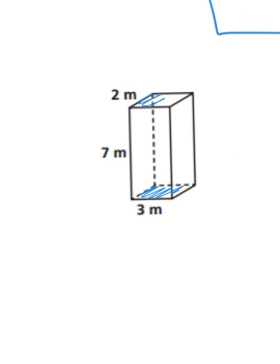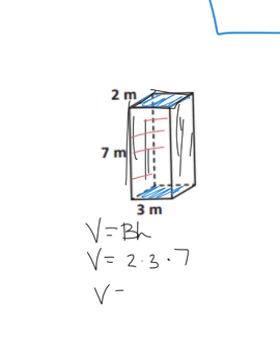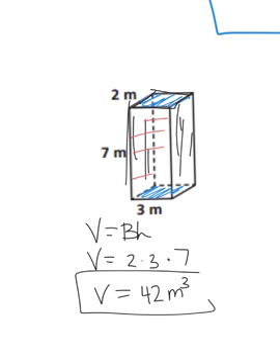a prism. I'm going to use this as my base, the blue part. Technically you could use this side and this side, or this side and the back side, but I'm going to use the blues as my base. So volume equals area of the base times the height. So the area of the base of this blue rectangle is 2 times 3. And the height of the prism is 7. So volume equals 42 meters cubed.